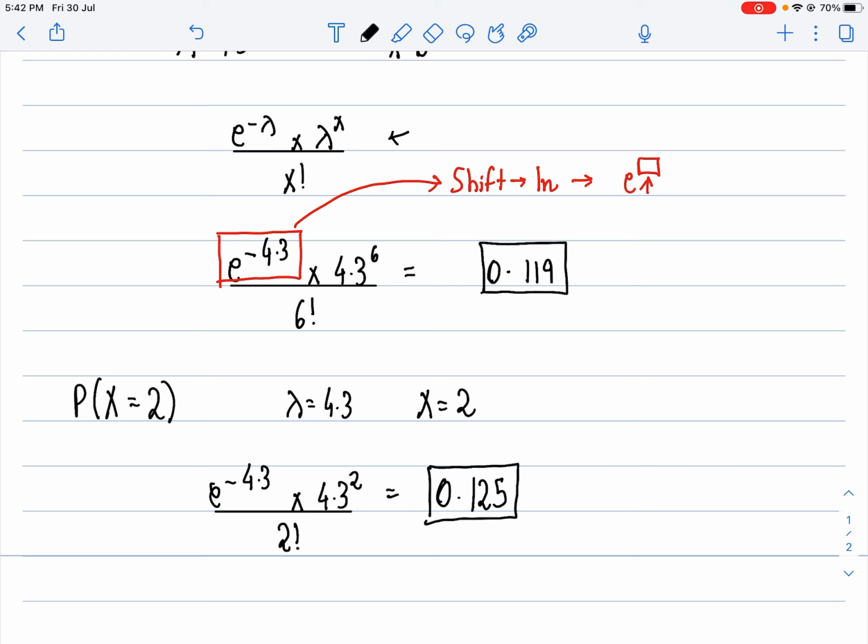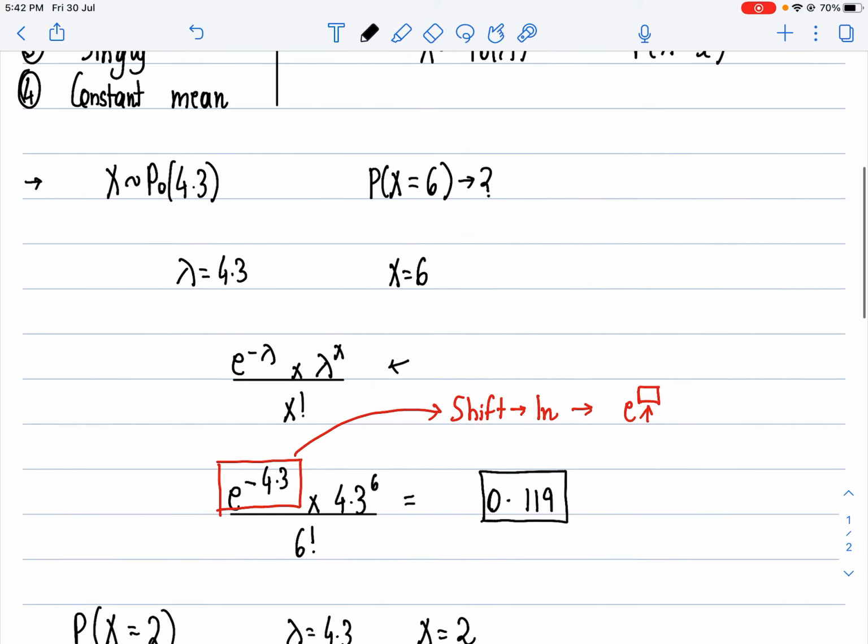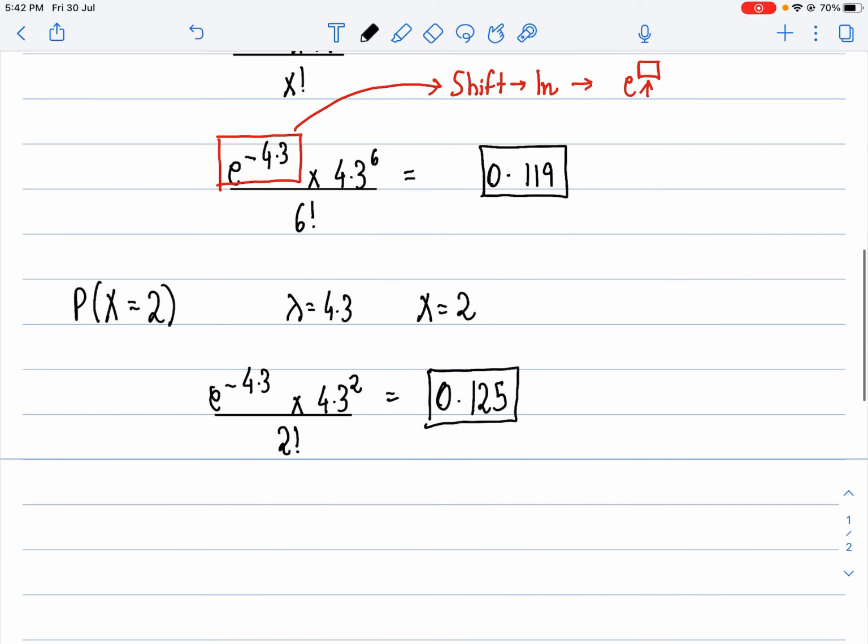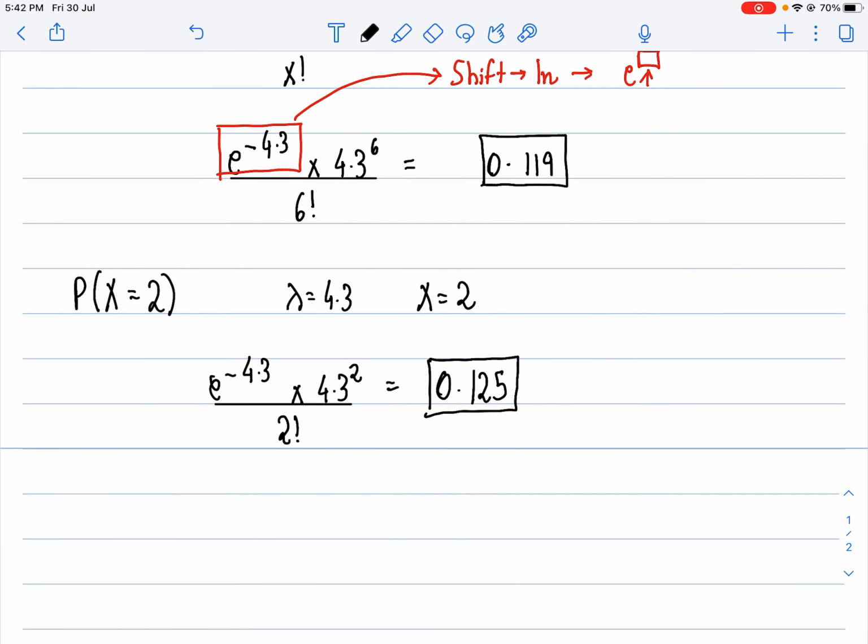So this was basically the basic usage of the formula. But there are more varieties of questions which they ask, like questions with more than and equal to signs, which we'll do in the next video.